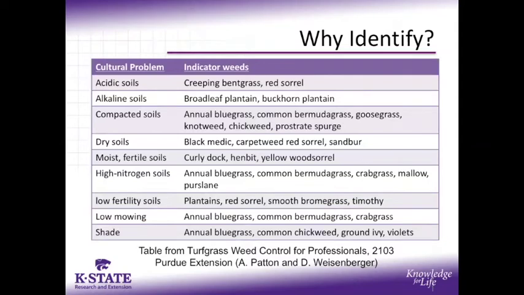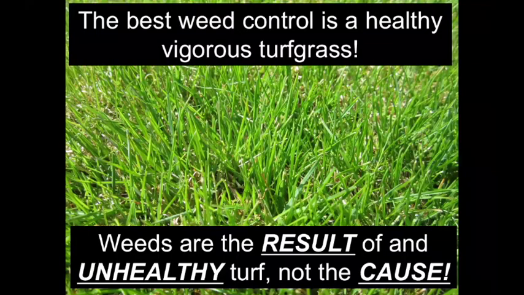There's a whole bunch of them in here. Dry soils, low, shade, compacted soils. Shade is kind of one of the no-brainers. You can see the shade, so you don't need a weed to tell you that there's shade there all the time. But alkaline, acidic soils. Alkaline soils, we talked about plantain. That's definitely a good indicator that your pH is wrong, that you need to work on your pH and get it right. So, but obviously, the best weed control is healthy turf.